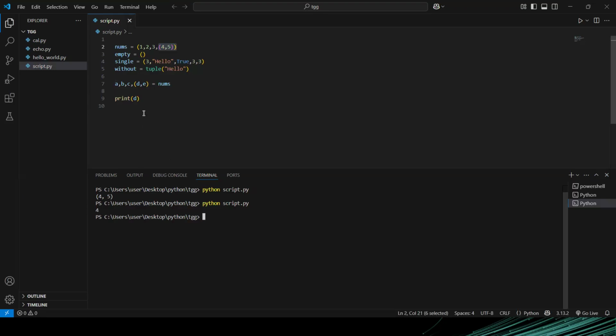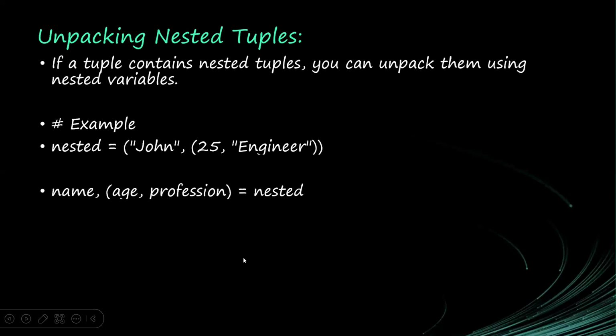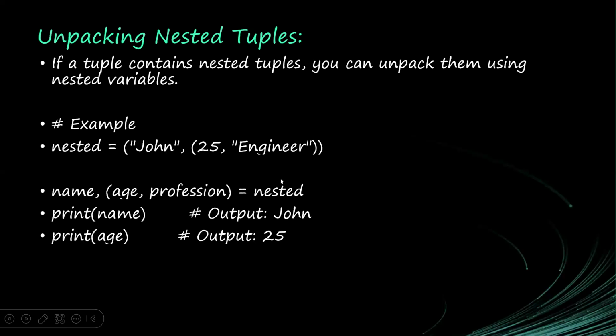So this is how you unpack a nested tuple. This is equivalent to putting this thing as D and later on unpacking it, but I'm just unpacking it right away. So this is how you actually unpack nested tuples.